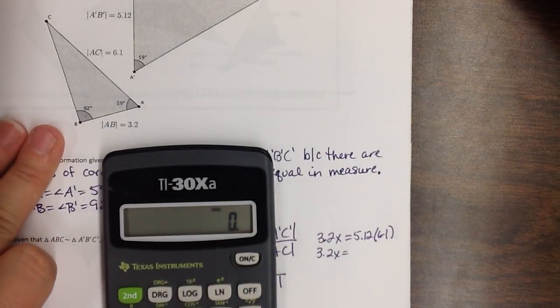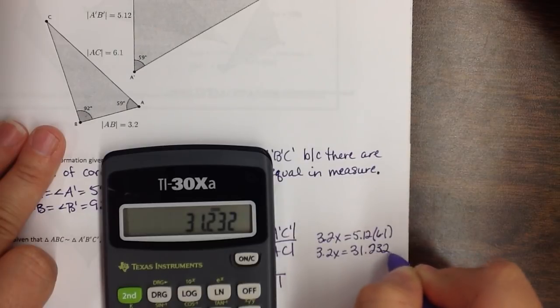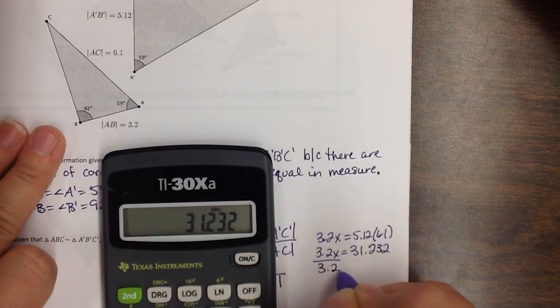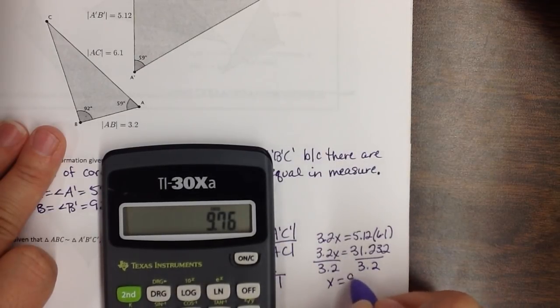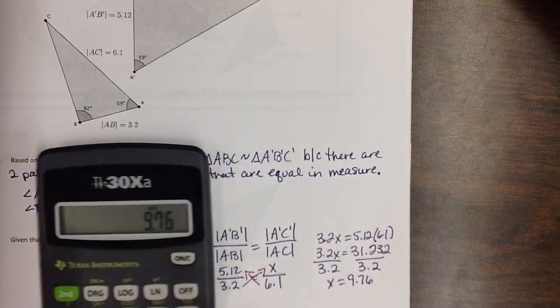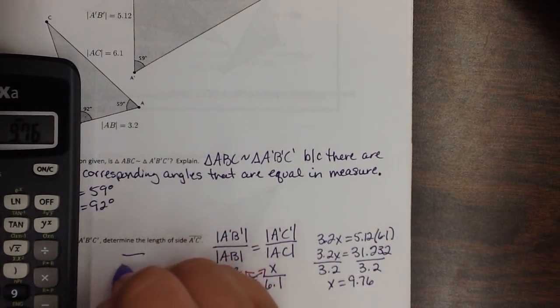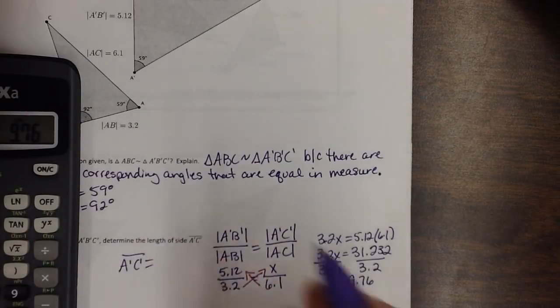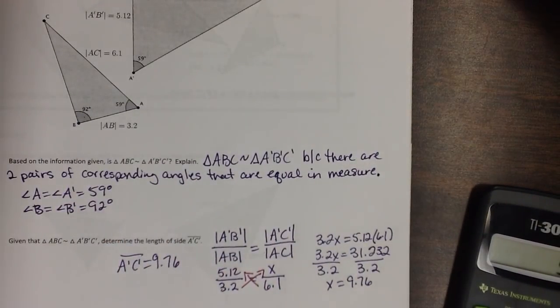So 3.2x equals, let me make sure I typed that in, 5.12 times 6.1, 31.232. Divide both sides by 3.2. x equals 9.76. So side A prime, C prime equals 9.76. There's no units provided, so we just leave the 9.76.